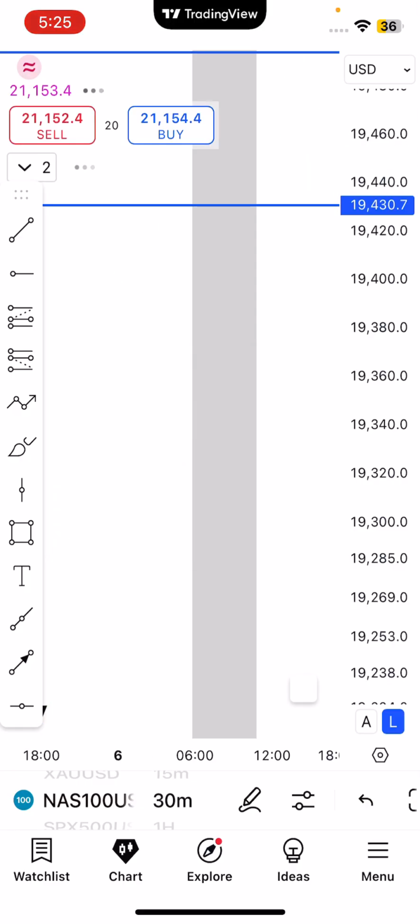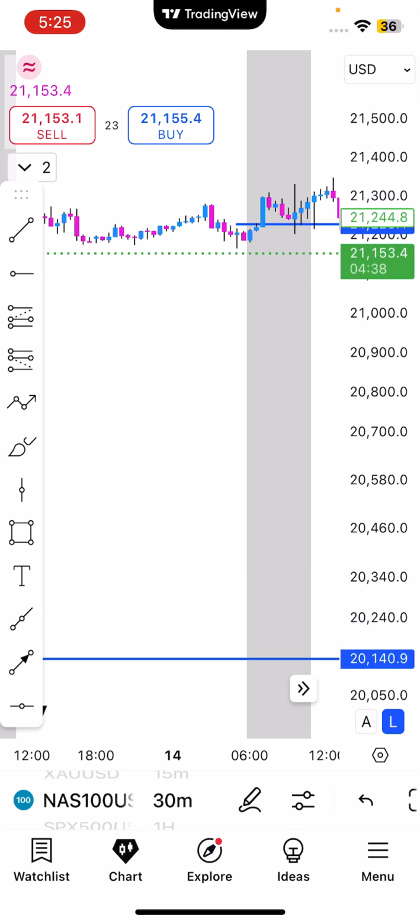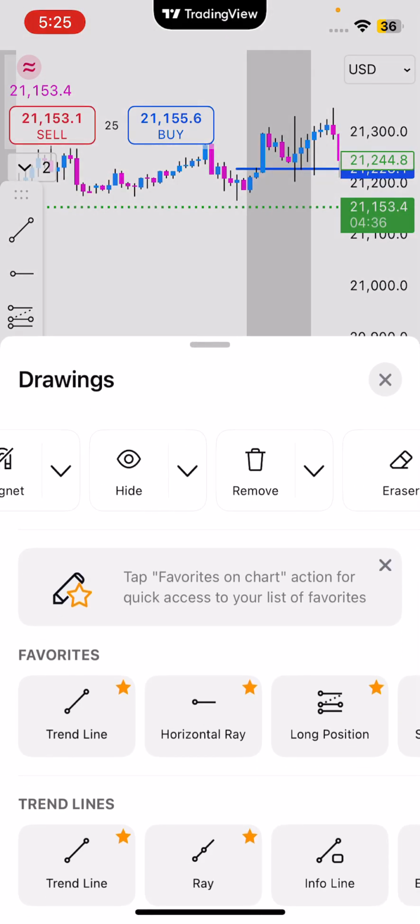So let's go to the 30-minute time frame. Let's see how that looks. Price is fractal, right? So let me delete all my drawings.